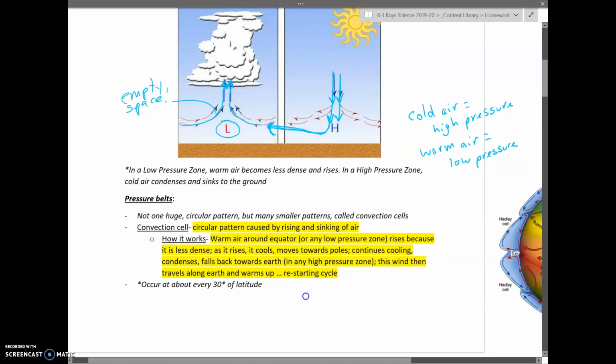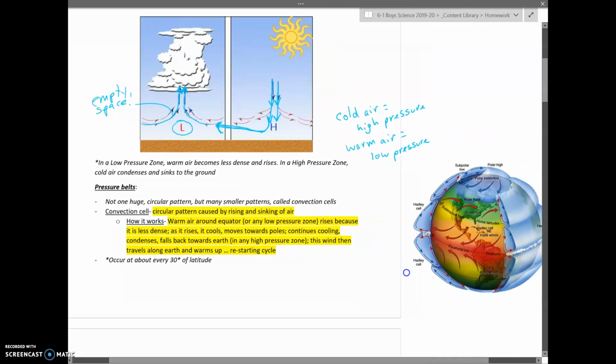How it works: maybe we'll look at this picture to illustrate it. Warm air around the equator, so that's right over here, rises up away from Earth's surface, because it's less dense. As it rises, it's getting further away from the ground that made it warm. So as it rises, it cools and is going to start to move towards the poles.